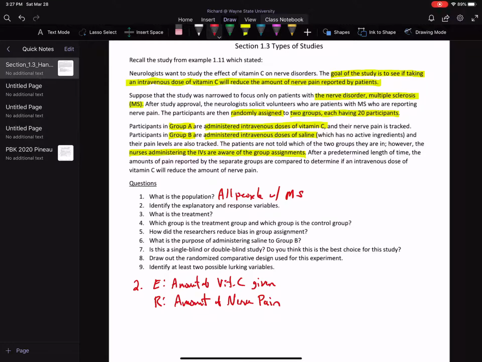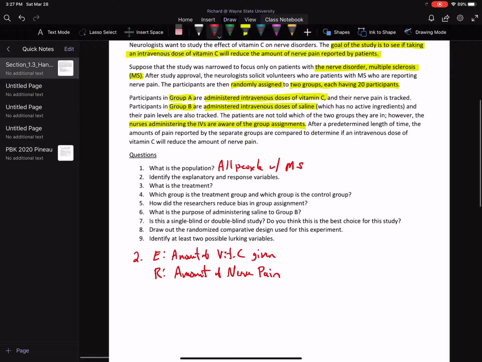Okay, so as long as you have something similar to that, we're good. Okay, number 3, what is the treatment? Well, that's going to be the IV dosage of vitamin C. That's what's being administered here.